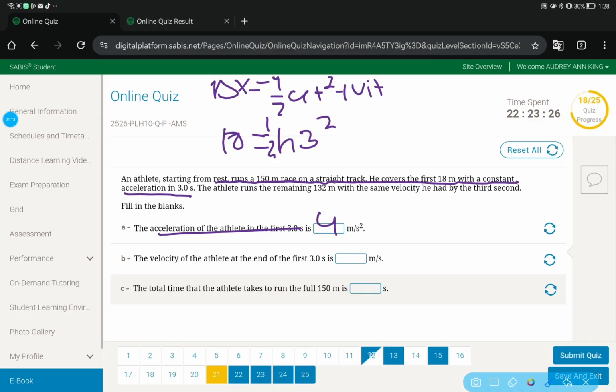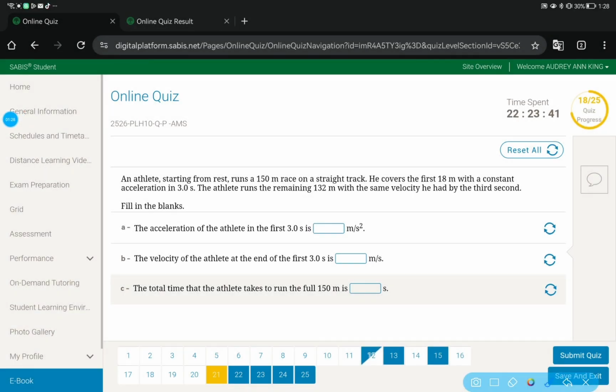The velocity of the athlete at the end of the first 3 seconds is blank meters per second. So let's write down the values we do have. Okay, so the initial velocity is 0 and our acceleration is 4.